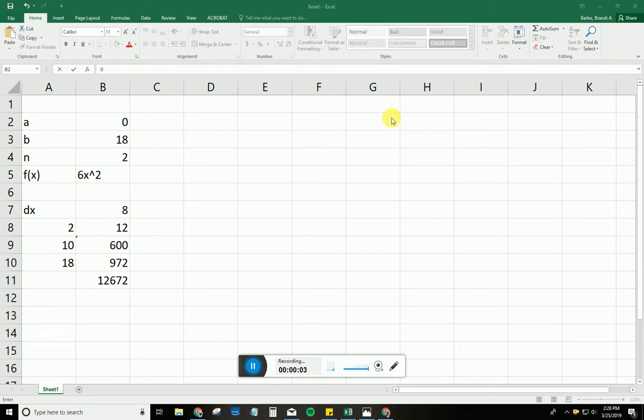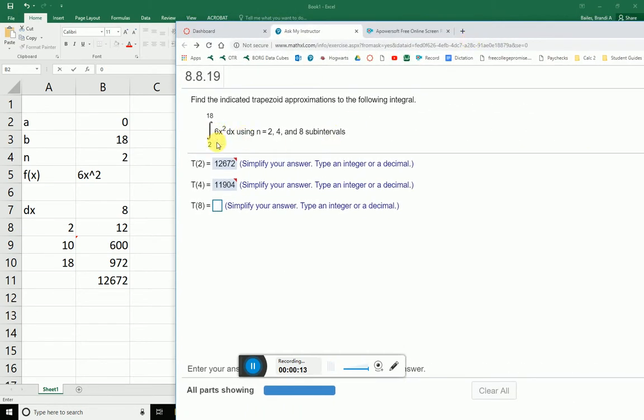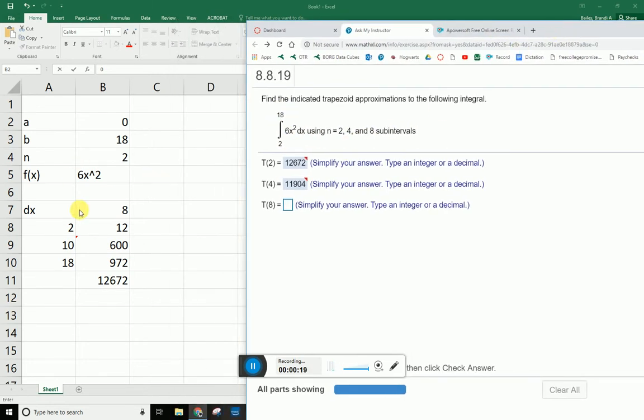Hi, I'm going to do some numerical integration, and I'm not going to do it by hand. I'm going to use a fancy thing. So this is me. I have this problem, the integral of 6x squared dx using n equals 2, 4, and 8 subintervals from 2 to 18. So I made this fancy thing over here.